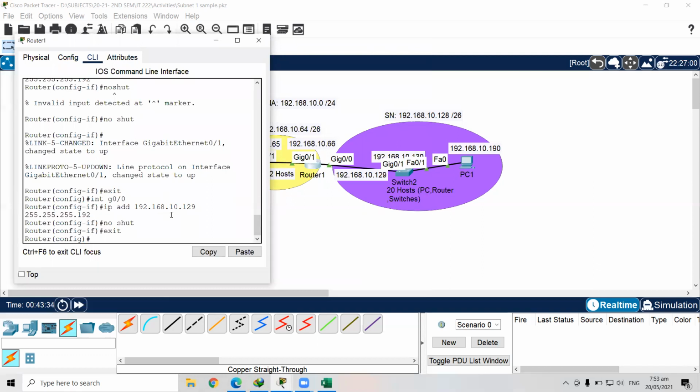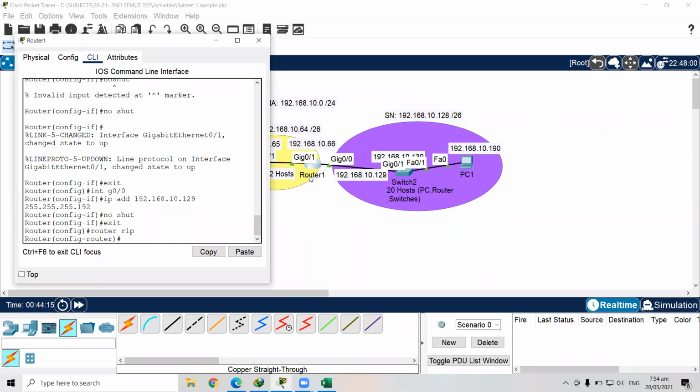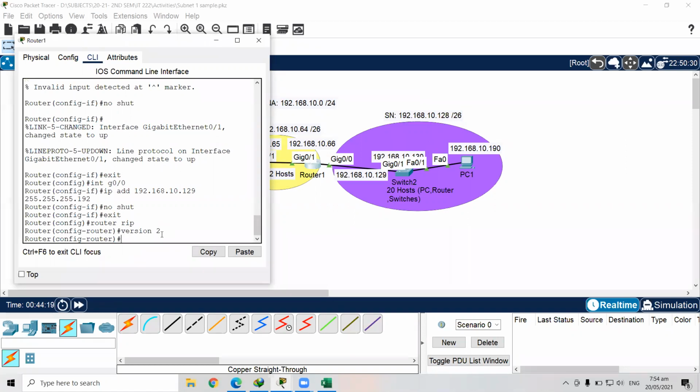Okay. Yung fix ko muna, ano ang gagawin natin? IP routing muna tayo. So, gagamit tayo ng router rip. Saan ba ito? Router 1. Ito ang router 1. Version 2, gagamit tayo ng version 2. Tapos, no auto summary.